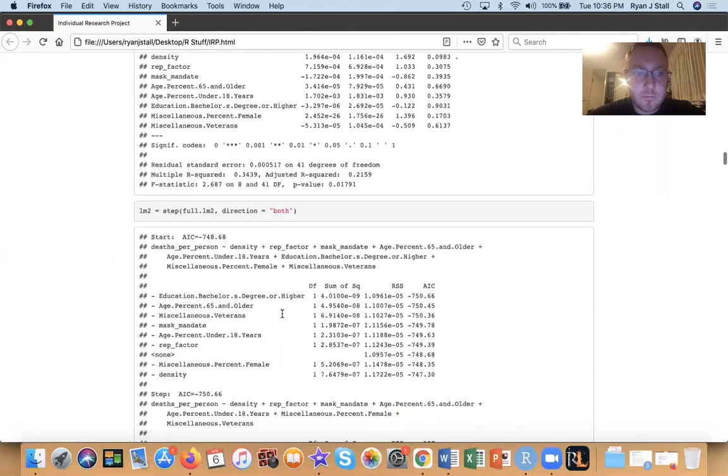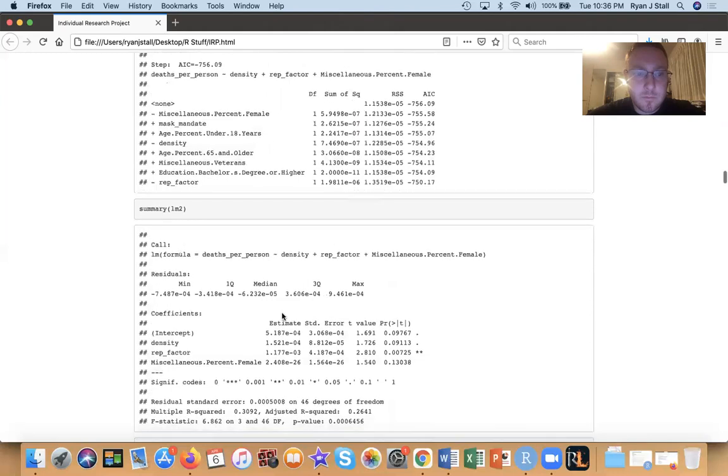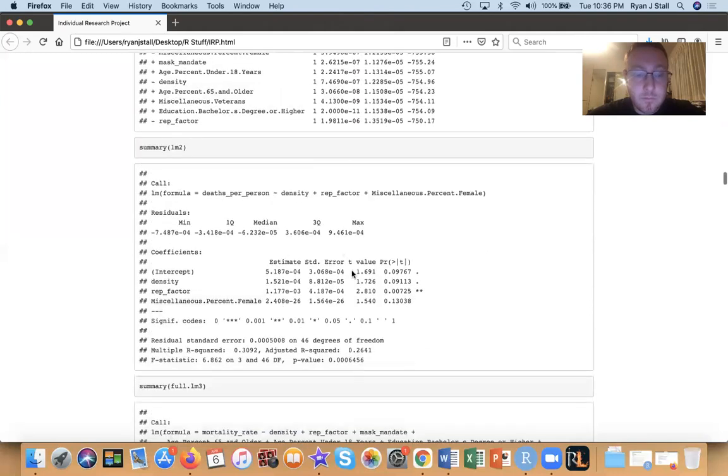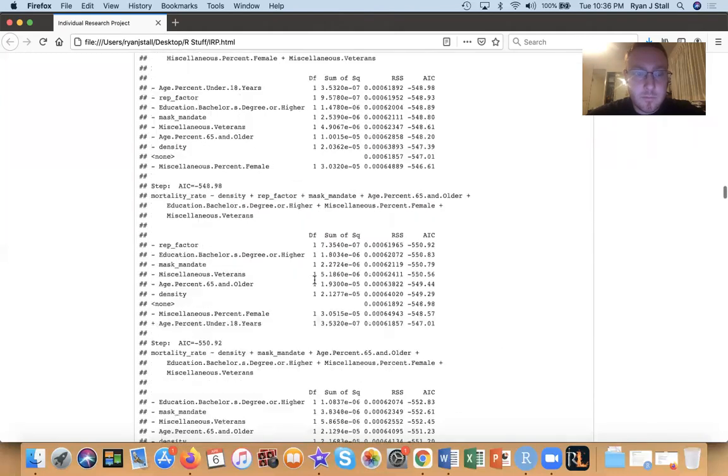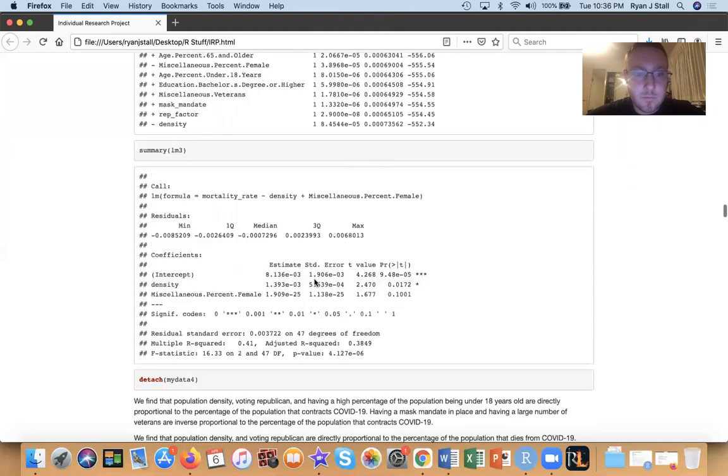As for death rate, we find that voting Republican and population density are positively correlated. Then for mortality rate, we find that population density and the female percentage are positively correlated.